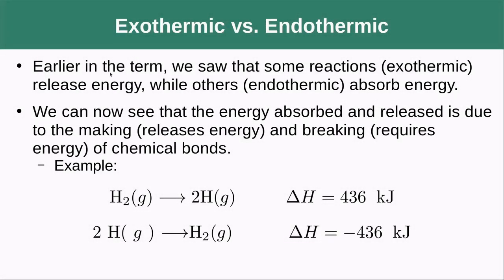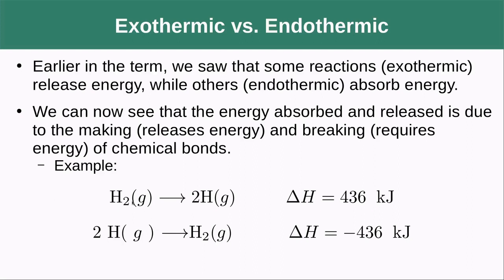So earlier in the term, we saw that some reactions are going to be exothermic and they're going to release energy, while others are going to be endothermic and going to wind up absorbing energy. We can now see that the energy absorbed and released is due to the making and breaking of chemical bonds. So when we make a chemical bond, we're going to release some energy. And when we break a chemical bond, that's going to require some energy.